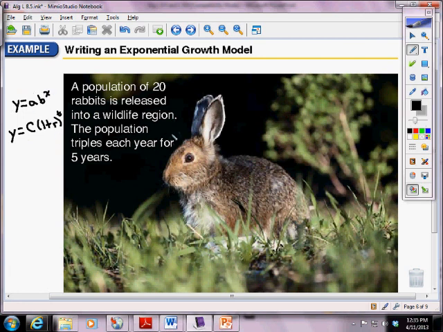If we look at this example, it says a population of 20 rabbits is released into a wildlife region. The population triples each year for 5 years. So in this case, since we're not talking about money, it's probably easier to use this first model. Again, they're the same thing, just each has their own pros when we're doing different types of problems.